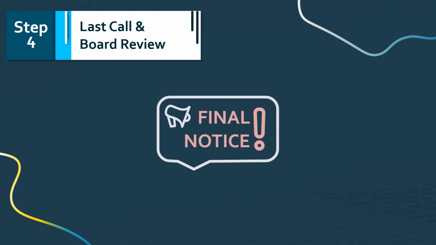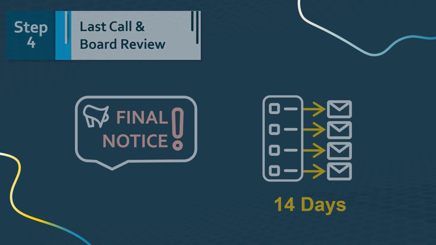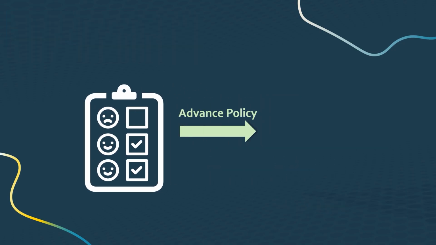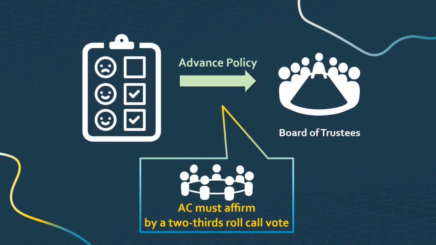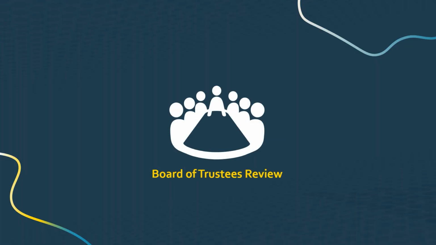Last call is a final notification period where the recommended draft policy is posted to the mailing list for a minimum of 14 days. This is the last opportunity for community feedback before the policy is potentially adopted. Following this period, the AC reviews the final feedback. To advance the policy to the Board of Trustees for adoption, the AC must affirm, by a two-thirds roll call vote of the full Advisory Council, that the policy meets all requirements and that no undiscussed substantial issues have been raised during this period. The final stage is the Board of Trustees review.